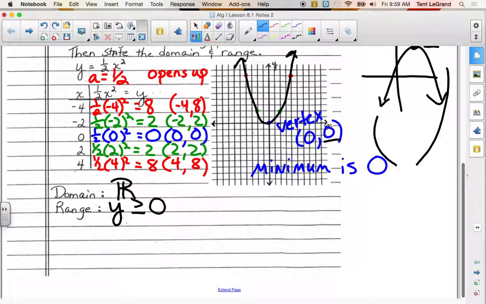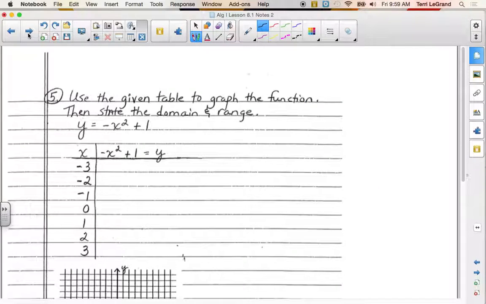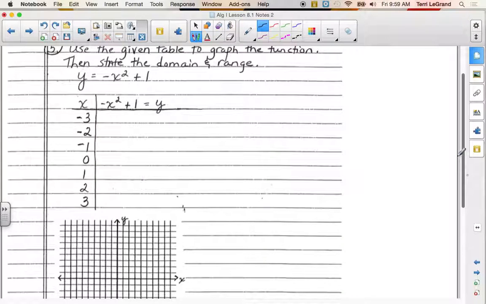Anybody have any questions or observations or anything? No? Okay, then let's go on. I think you get one more we're gonna do. Use the given table to graph the function, then state the domain and range. Oh, one more with a negative sign in, yes.